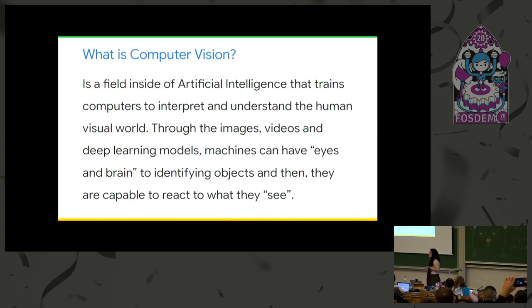What is computer vision? Everybody knows what it is. It's basically the field inside of artificial intelligence that trains computers to have eyes and a brain like us and can see. That way, the computer can see our human world. And then, if we have luck, they can react to what the machine sees.